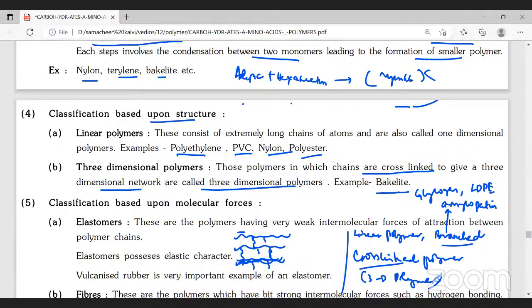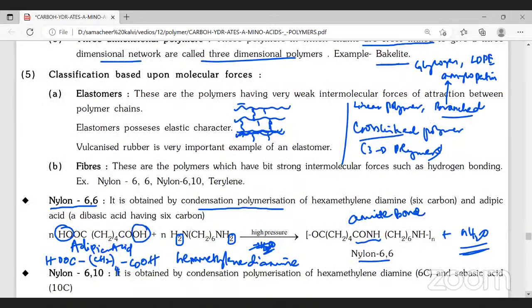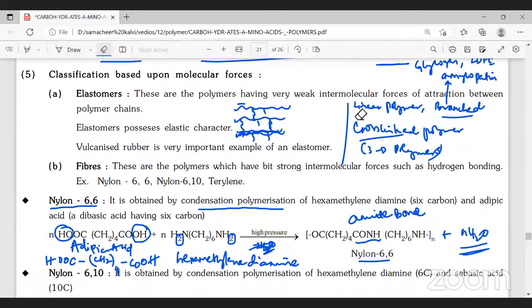Now, the last classification we have is based on the molecular forces. Based on the molecular forces, polymers are classified into four. We're going to learn that in detail now.